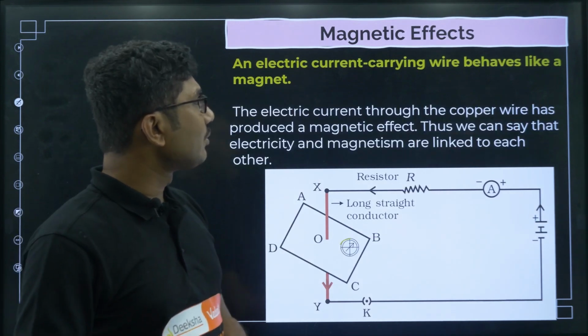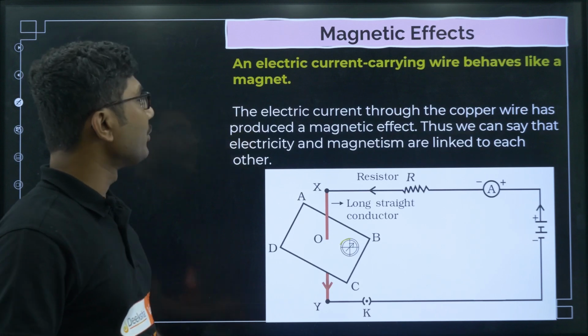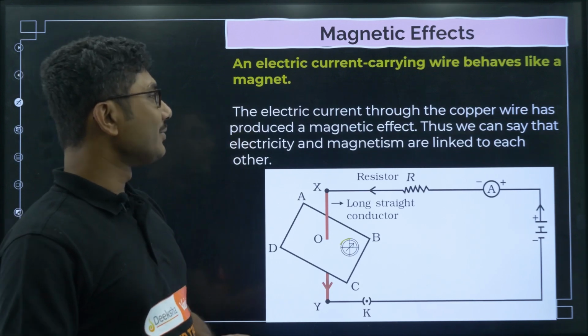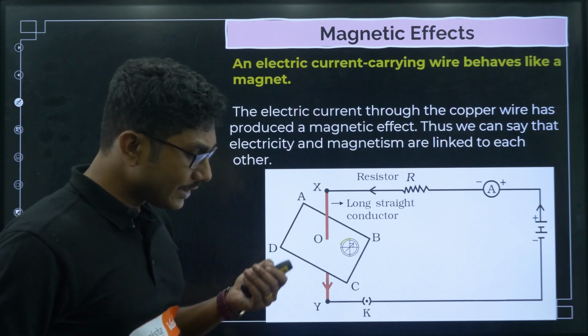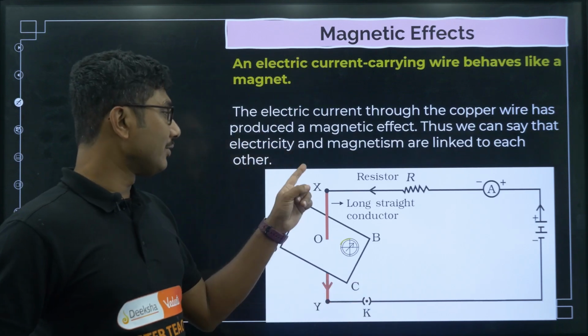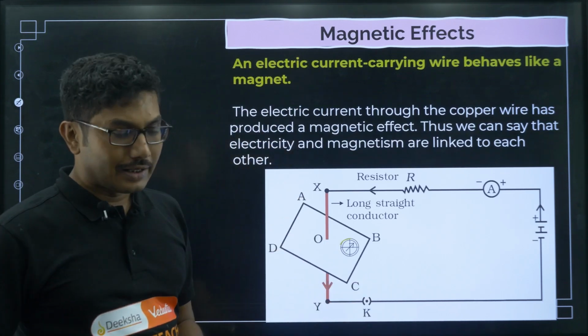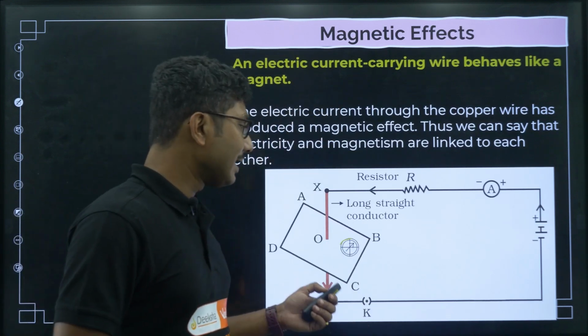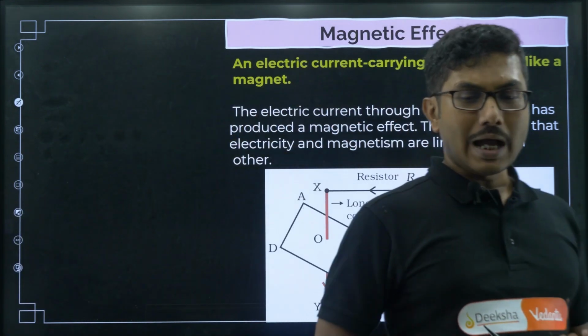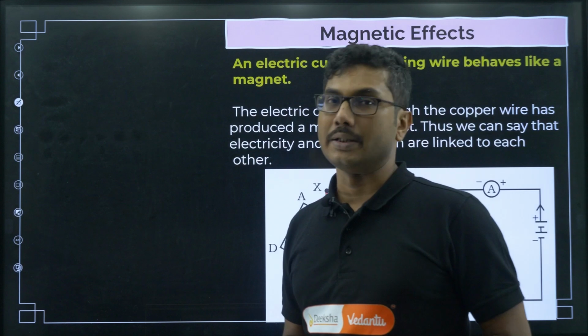The electric current through a copper wire has produced a magnetic effect. Thus we can say that electricity and magnetism are linked to each other. When the current is flowing through this wire, it is deflecting a magnet. So electricity and magnetism are not two separate things.